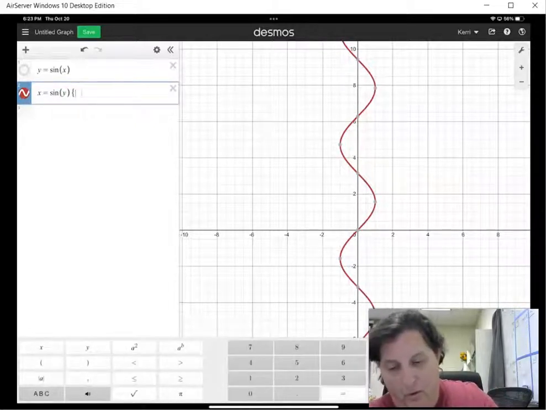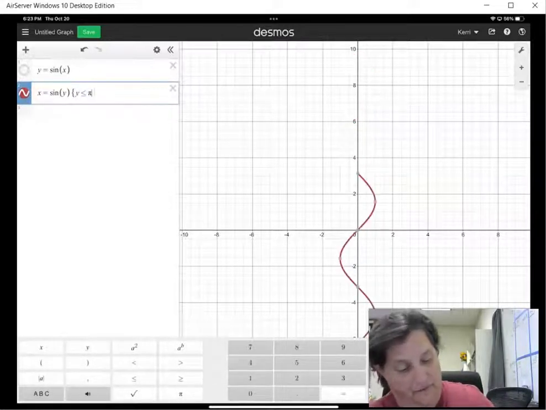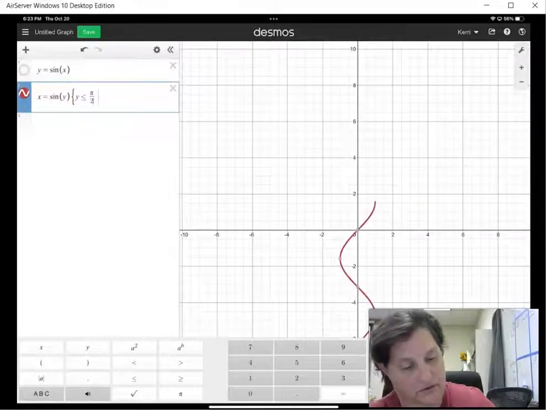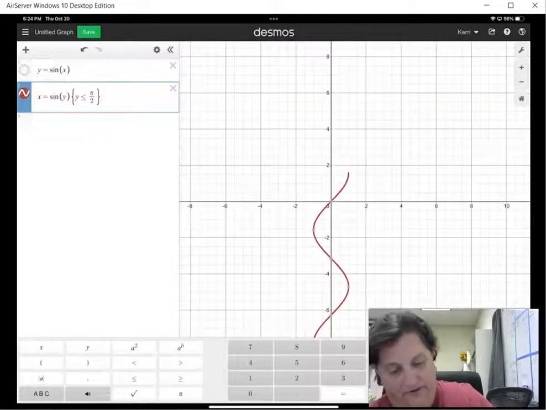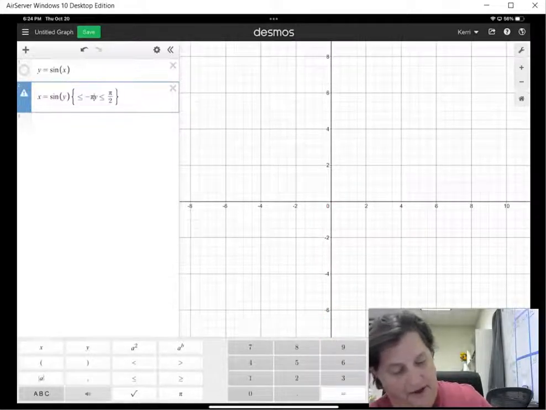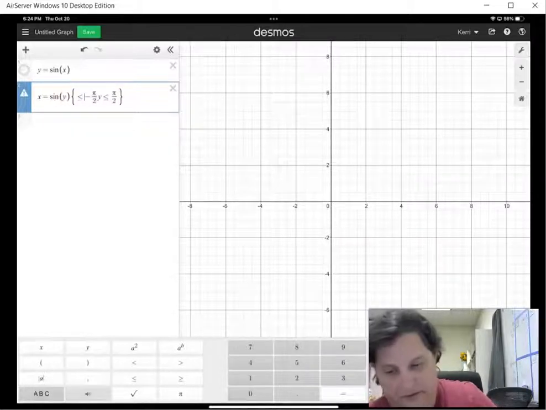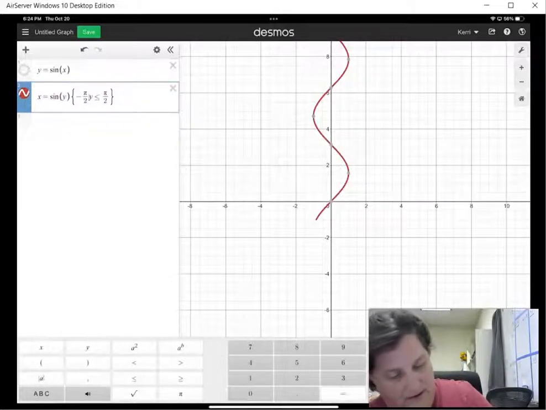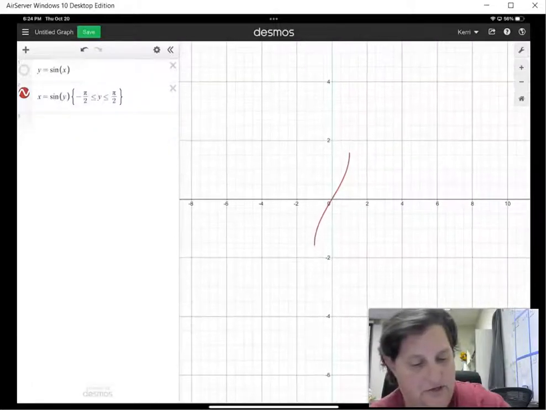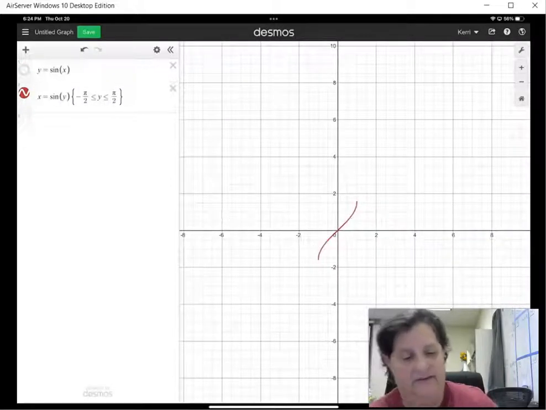Because we want to go with only y being less than or equal to pi over 2, and greater than or equal to negative pi over 2. I put that greater than or equal to in the wrong place, guys. I'm sorry, I'm almost there. And boom. Hey, let's go. Let me put sine back on there. Okay, that's the inverse sine function.